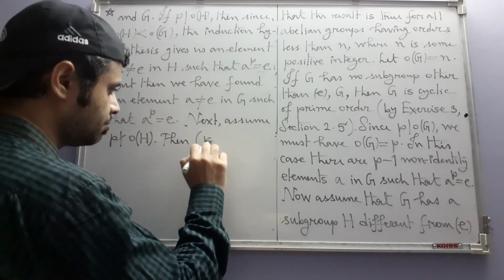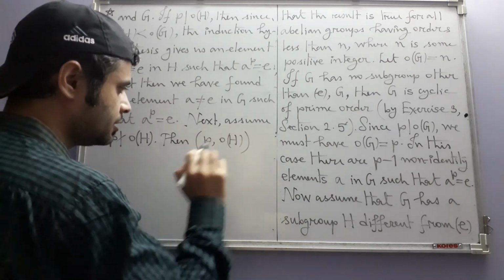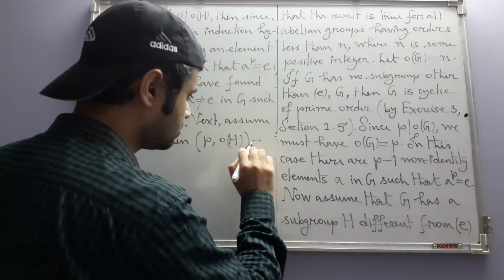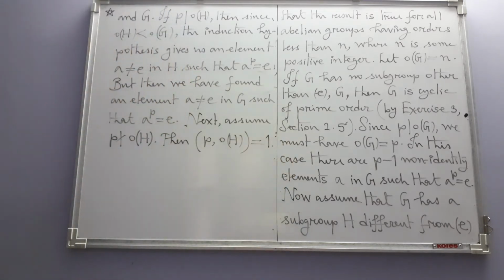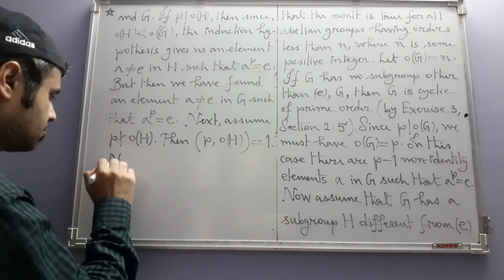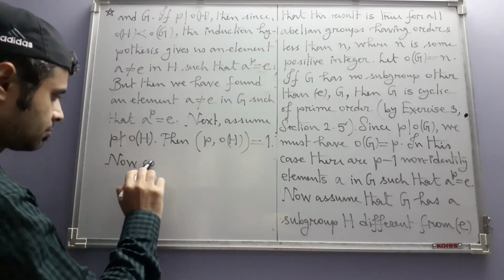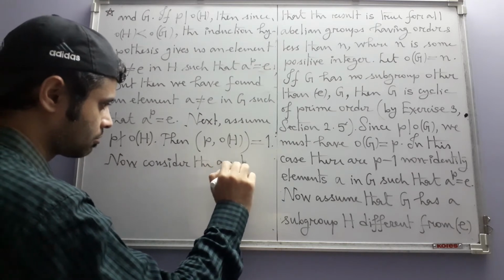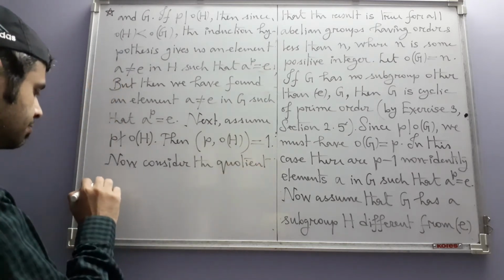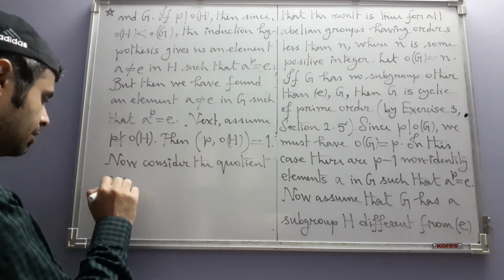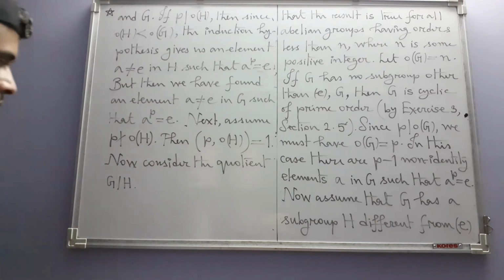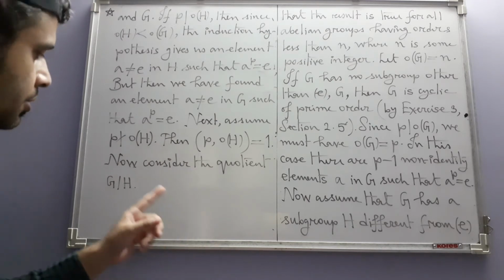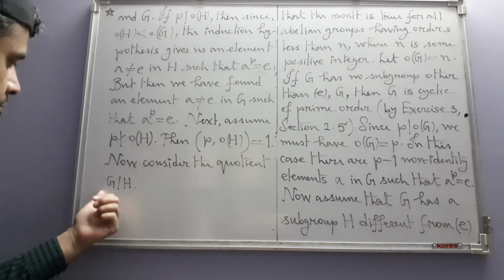Then the GCD of P and order of H. Recall that the GCD of two integers in Herstein's book is denoted by this symbol. This is equal to 1. Now, consider the quotient G by H. The question is, can it be considered? Yes, you can consider it because keep in mind that G is an abelian group. So H is automatically normal. So this quotient can be considered.